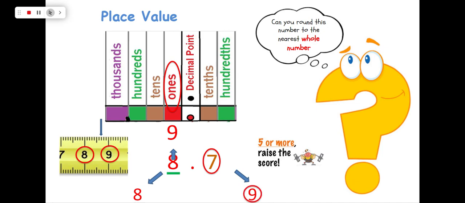After the 9, we're going to have that 7 become a 0. And because it's after the decimal point, we're going to drop the 0, making 8 and 7 tenths rounded to the nearest whole number, 9.